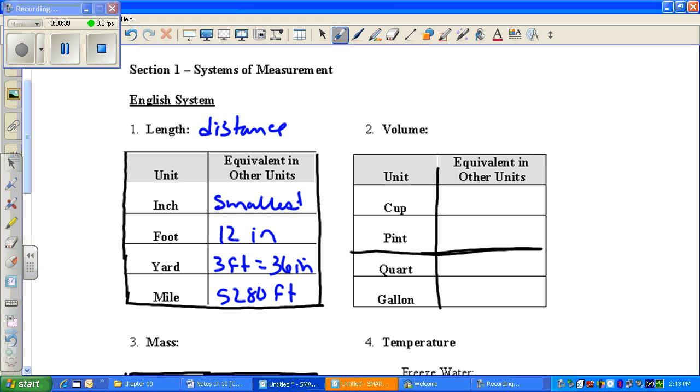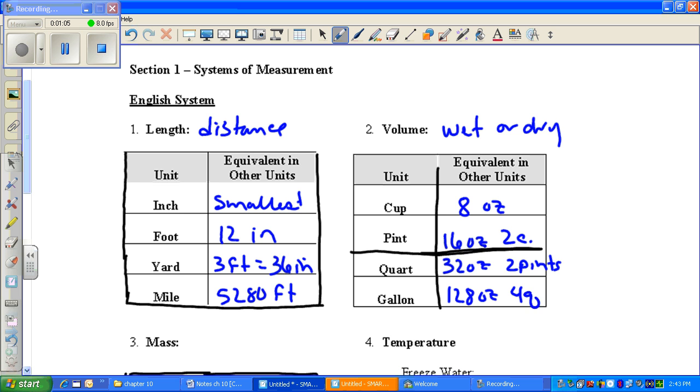When we look at volume, this is either for wet or dry. When we have a cup, that's 8 ounces. A pint is 16 ounces, which is 2 cups. A quart is 32 ounces, which is 2 pints, which then can be put into 4 cups. And a gallon is 128 ounces, which is 4 quarts.